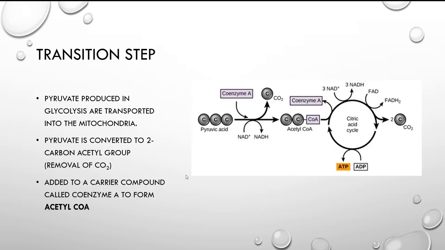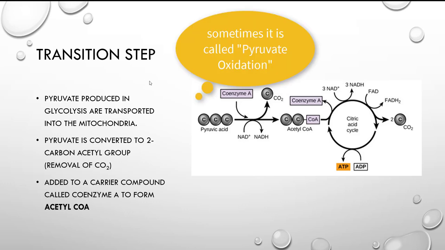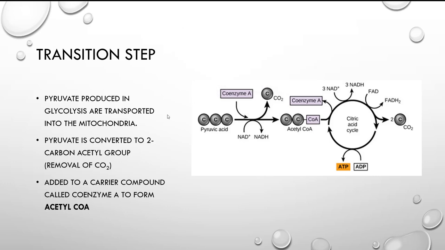Okay. So let's begin with what we call the transition step. So it's not the citric acid cycle, it's not the electron transport chain or oxidative phosphorylation. So in your chart, you can just write it as the transition step, because no ATP is being produced, I should say. Okay, so in this case, we're essentially just doing a minor step to prepare for the citric acid cycle. So this does occur in the mitochondrion. Okay, so the pyruvate produced in glycolysis is transported into the mitochondrion.